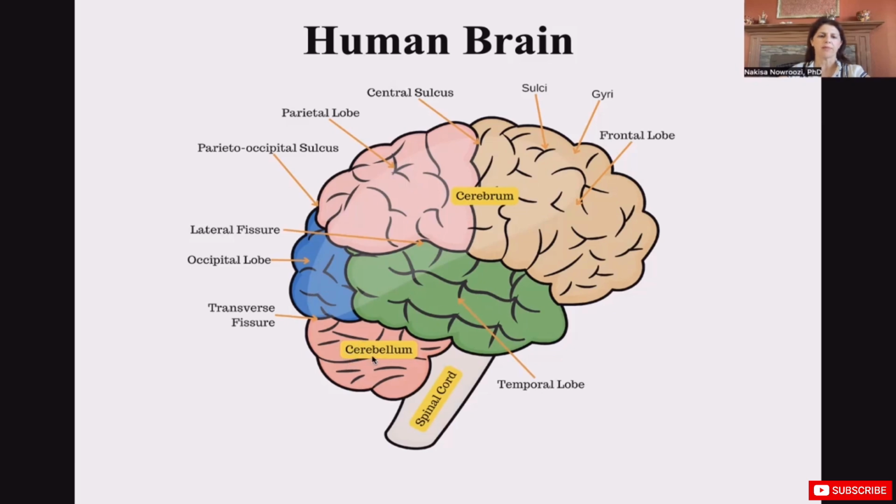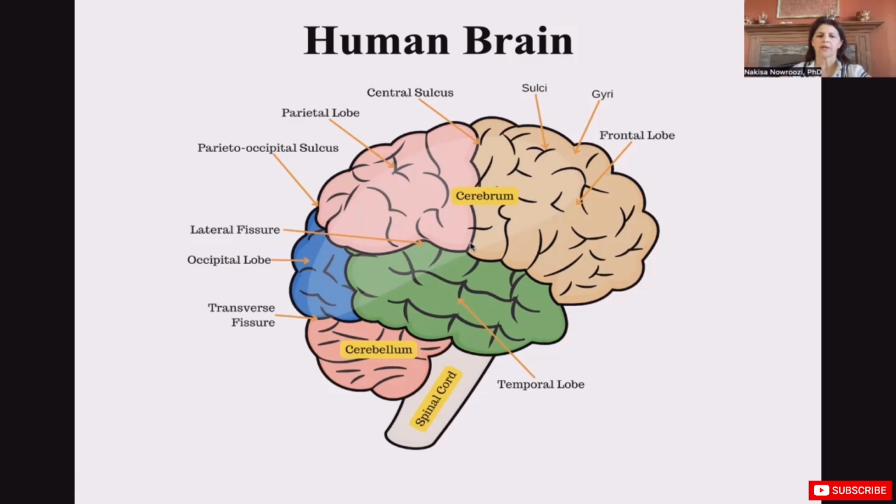This is cerebellum. Between cerebellum and cerebrum, you have these fissures, these deep grooves. They have different names. For example, this one between cerebrum and cerebellum is called transverse fissure. Between temporal lobe and parietal and frontal lobe, this fissure, this deep groove, is called lateral fissure.